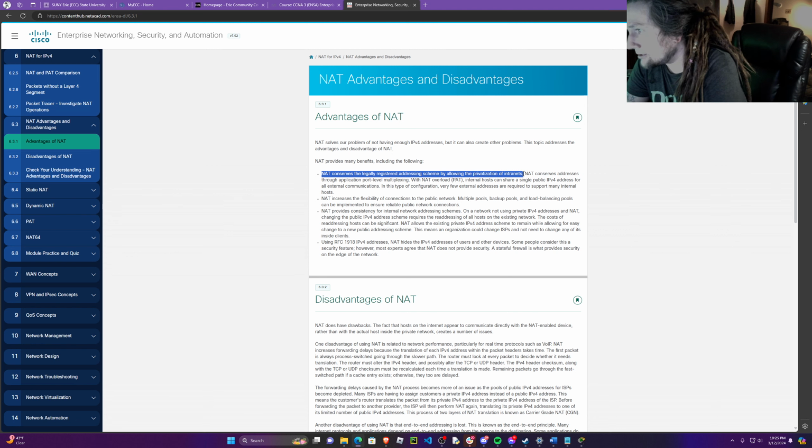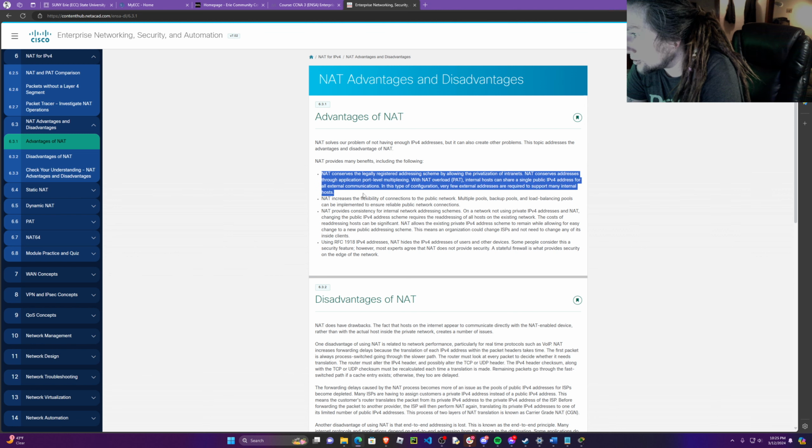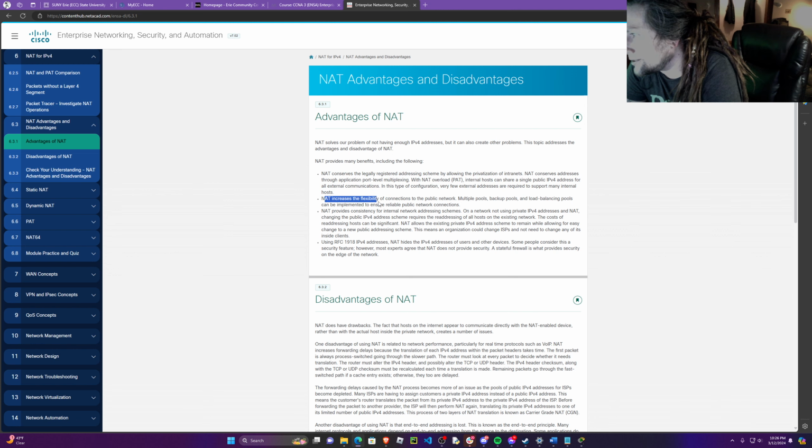NAT conserves addresses through application port level multiplexing. With NAT overload, or PAT, internal hosts can share a single public address for all external communications. In this type of configuration, very few external addresses are required to support many internal hosts. NAT increases the flexibility of connections to the public network. Multiple pools, backup pools, and load balancing pools can be implemented to ensure reliable public network connections.